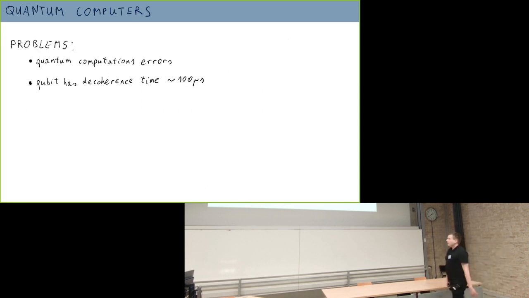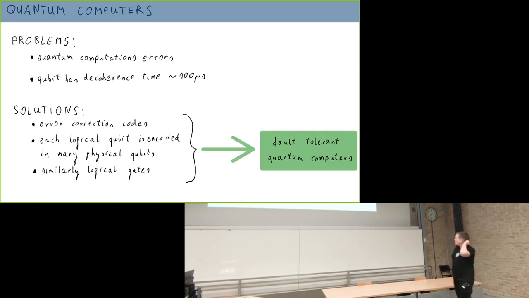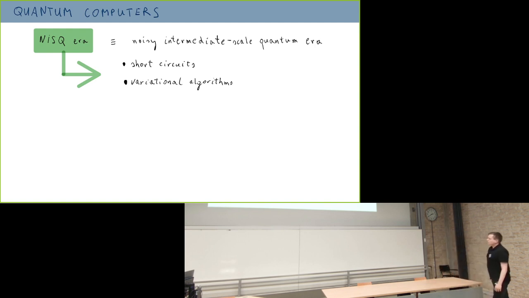But there are some problems with quantum computers, namely, each gate applied on a quantum computer generates some errors, and qubits have very short decoherence time. The solution to this problem is to implement error correction codes, but it requires many, many qubits because each logical qubit has to be encoded in many physical qubits, and similarly gates. So in some future, probably we will obtain fault-tolerant quantum computers where this noise and decoherence will not be a problem. But for now, we are in the noisy intermediate-scale quantum era. So we need to use short quantum circuits, and the algorithms which work quite well on current quantum computers are variational algorithms, because in this case the noise is, let's say, not a huge problem.